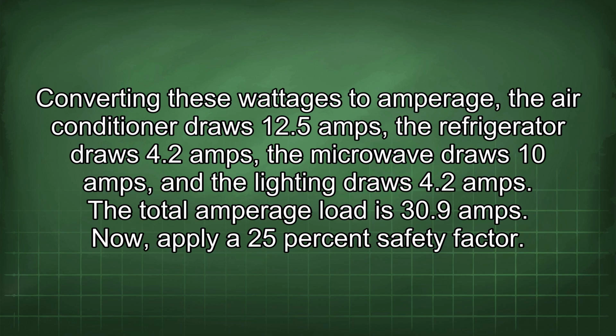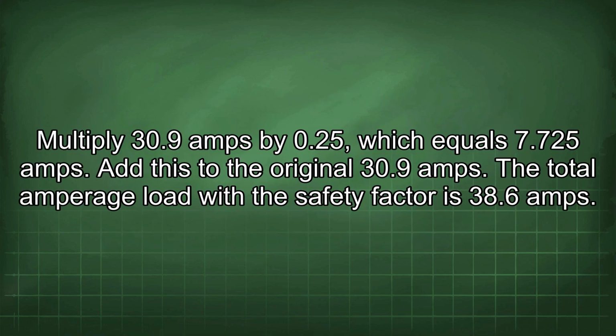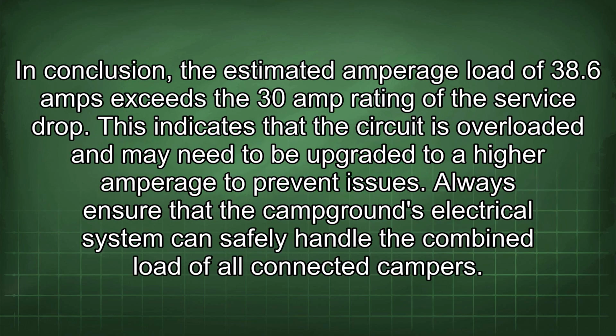Now apply a 25% safety factor. Multiply 30.9 amps by 0.25, which equals 7.725 amps. Add this to the original 30.9 amps. The total amperage load with the safety factor is 38.6 amps. In conclusion, the estimated amperage load of 38.6 amps exceeds the 30 amp rating of the service drop. This indicates that the circuit is overloaded and may need to be upgraded to a higher amperage to prevent issues.